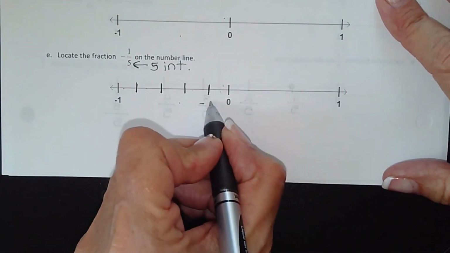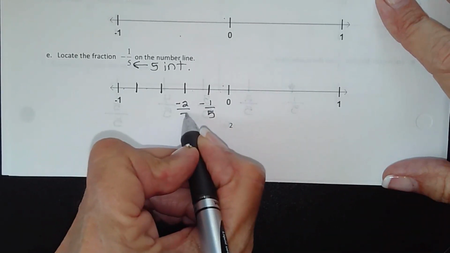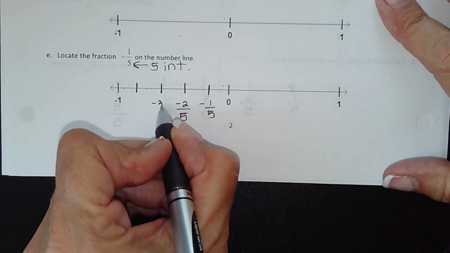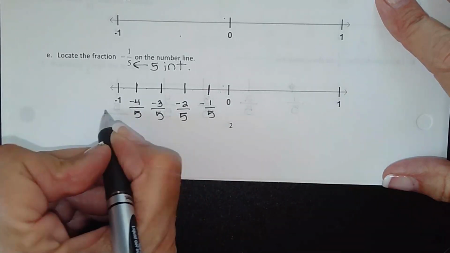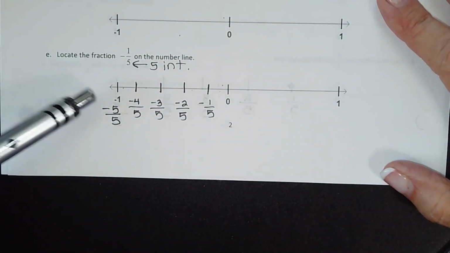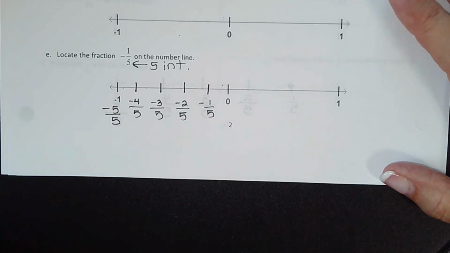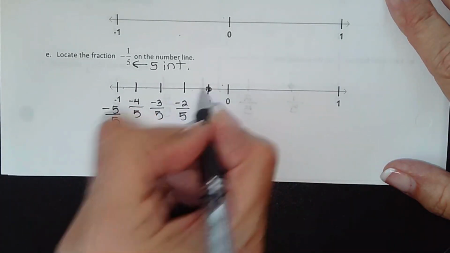And so we start with 0 and write -1/5, -2/5, -3/5, -4/5, and of course -1 is -5/5, because anything divided by itself is 1. A negative divided by a positive is negative. And then I put a dot at -1/5.